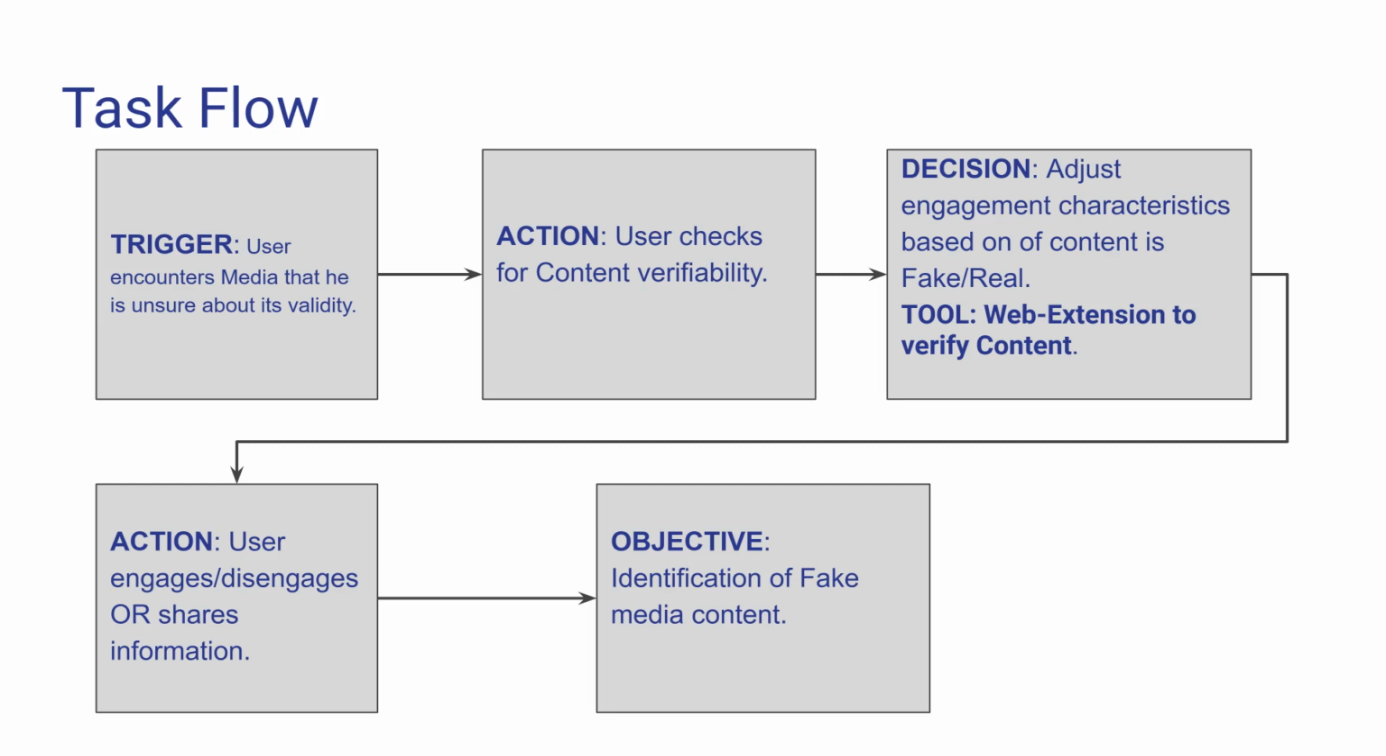After making the decision, the user then decides to take action, that is to engage, disengage, or share the particular information, with the final objective being that he or she needs to identify whether the content is fake or not and appropriately engage with it. Now, the intervention would be to use a tool, a web extension, to help the user identify whether the content is from a verified source, whether it is fake or whether it is real.